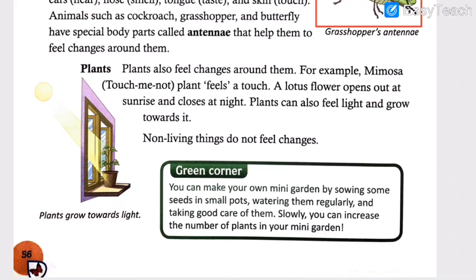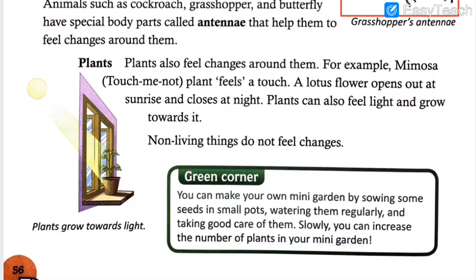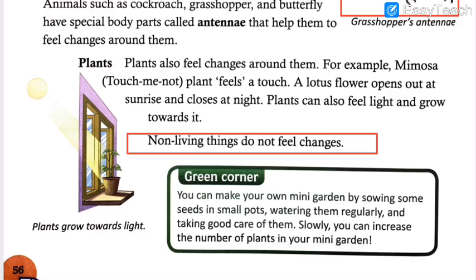Like I also gave you the example of the sunflower. Children, if you have observed a sunflower, and if you haven't, I suggest you observe a live sunflower. It turns its head towards the sun. So this is the speciality. These are the changes even plants can feel. And non-living things do not feel changes. Obviously, if you hit the water bottle, if you throw the water bottle, it will break. Will it cry? Will the bottle start bleeding? No, because they are non-living things.